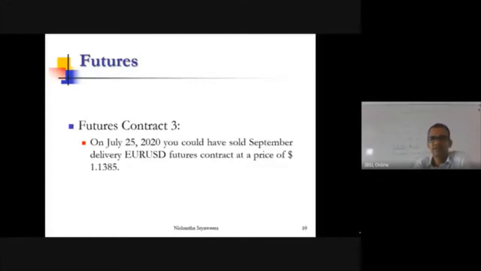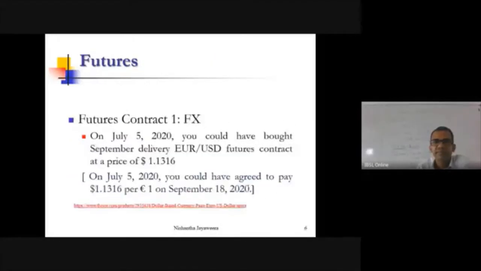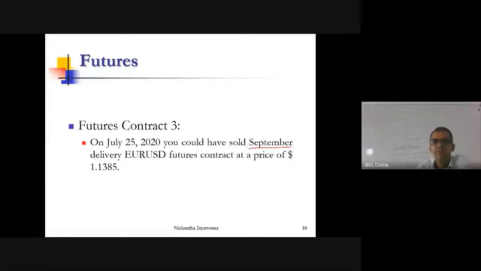Another example, futures contract 3. This is on July 25th. You could have sold a September delivery Euro USD futures contract at a price of 1.1385. If you go back and see the first example, it is a Euro dollar futures contract, but you bought it. Now you are selling it. Both are September delivery. The September delivery Euro USD you bought, and in this September delivery you sold.